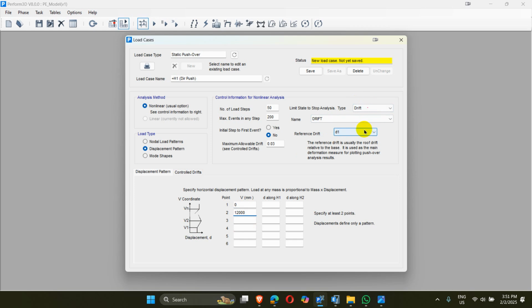in which the drift D1 and D2 are assigned in the drift section of the modeling phase. And displacement along H1, let me keep at the base of the structure it is 0, it is 1 at the top, and along D2 direction it is 0. Then let me click OK.